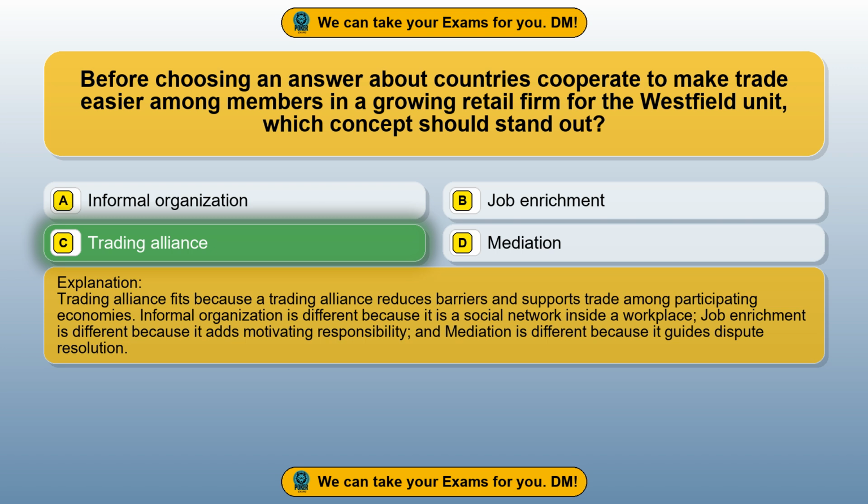Trading alliance fits because a trading alliance reduces barriers and supports trade among participating economies. Informal organization is different because it is a social network inside a workplace. Job enrichment is different because it adds motivating responsibility, and mediation is different because it guides dispute resolution.